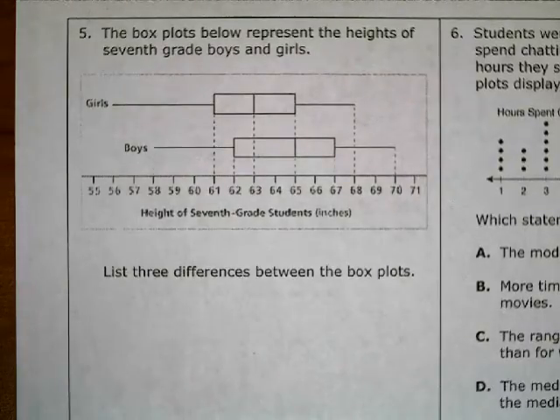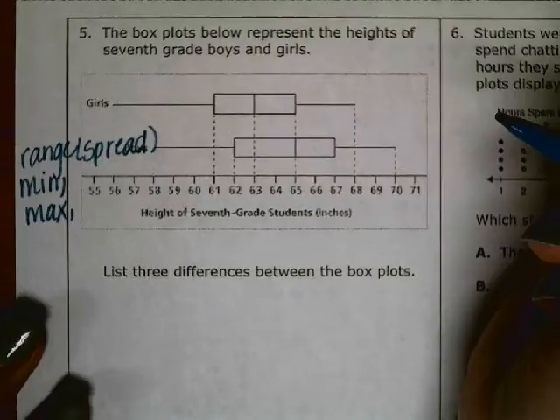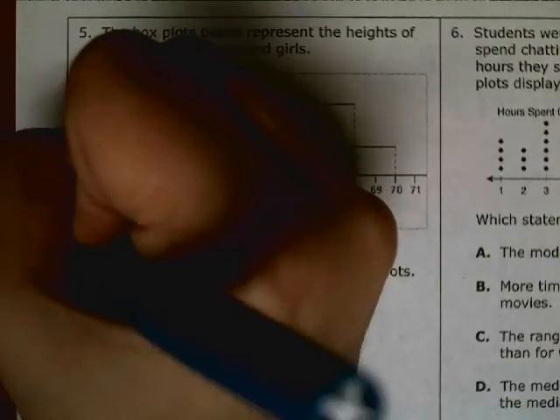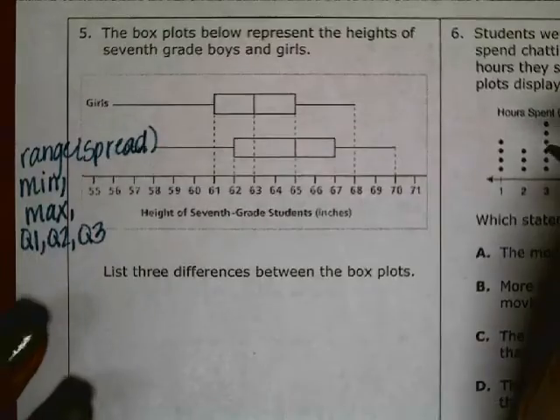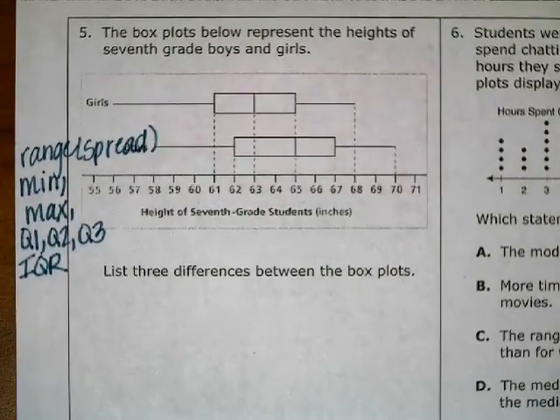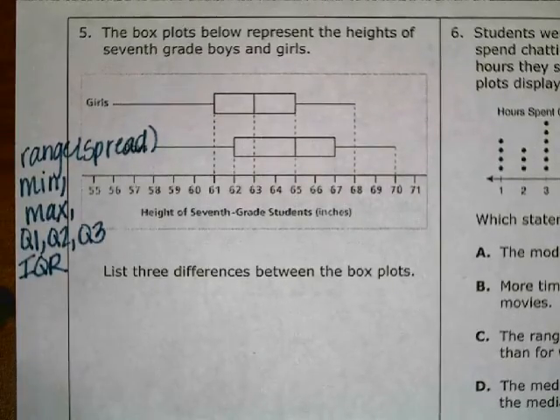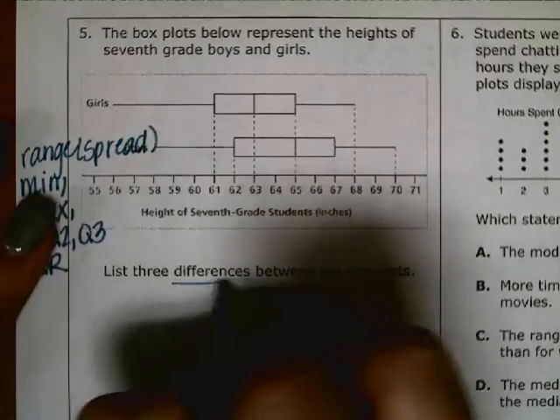Some things that you can list as differences are things like the range, which is also known as your spread. We can look at minimums, maximums, your Q1s, your Q2, and your Q3s, or even your interquartile range. So it just depends. It's asking for differences. So based off of these different types of measures, let's find some differences between the two.